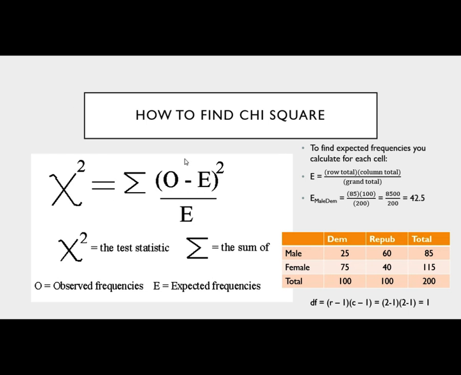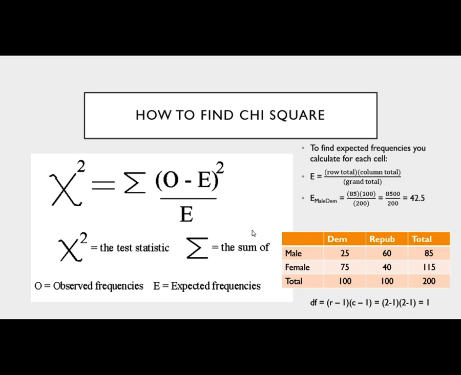Okay, so how to find chi-square? This is kind of an intimidating looking calculation, but it's easier just to show you with reality. So what this means is this is the chi-square. X is, in Greek, the letter x is pronounced chi. So chi-square is the sum of the observed frequency minus the expected frequency, squared, divided by the expected frequency.